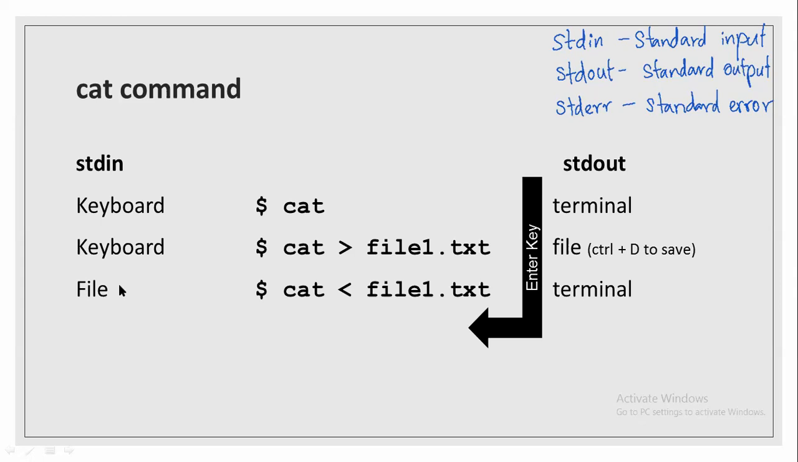In the third option, when you want to view content which is already in a file, you can use the cat command, less than sign and file1.txt. This third option is like opening a file which has some content, like opening the lab sheet, which already has content. So are you going to insert anything? No, we are not going to insert anything. We are going to read from the file so we can display it in the terminal. That's the third option.